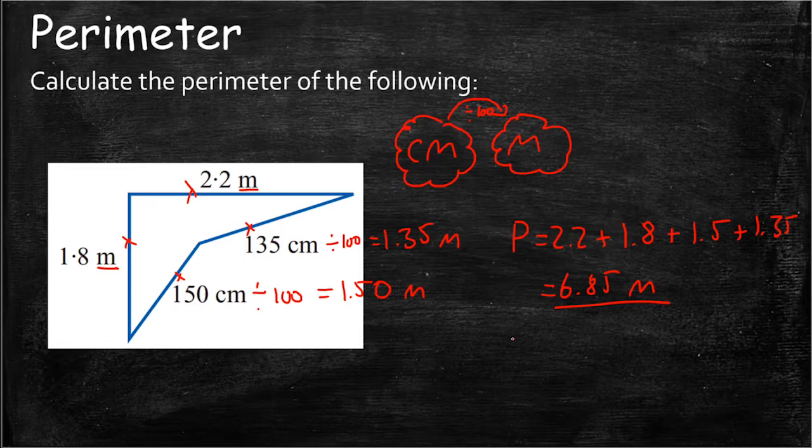Now, if you did convert everything into centimeters, what you should end up with is 685 centimeters, because to go from meters to centimeters, you have to times it by 100.